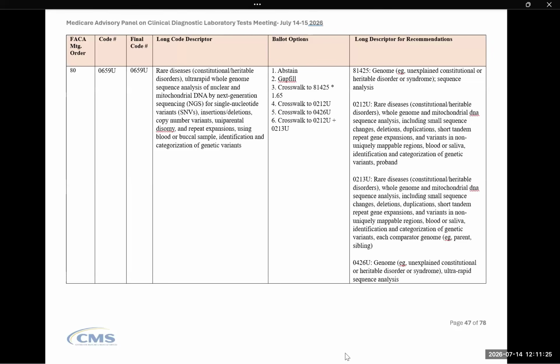As a panel, we've reviewed and recommended a crosswalk to 0212U plus 0213U for this code as well. And then, as always, we have the abstain, gap fill, and other potential codes for consideration as well. Do we have any questions or comments? Any other options from the group? All right, if not, panelists, please cast your votes.